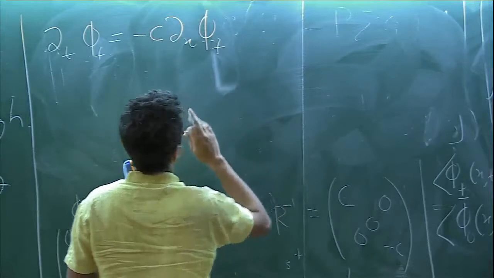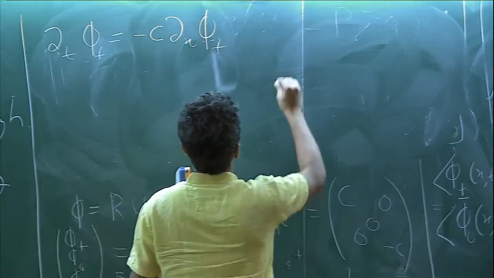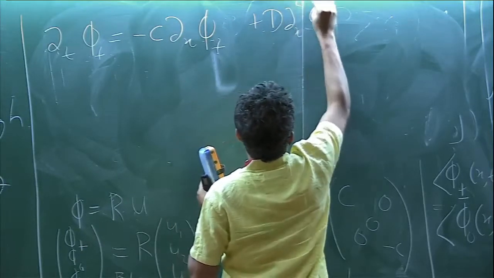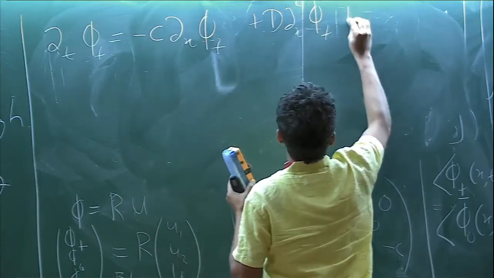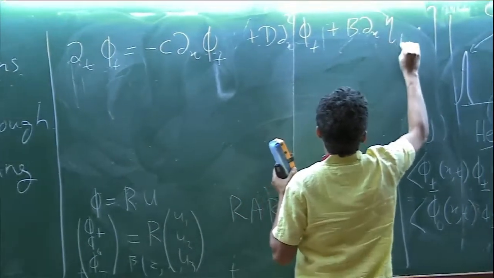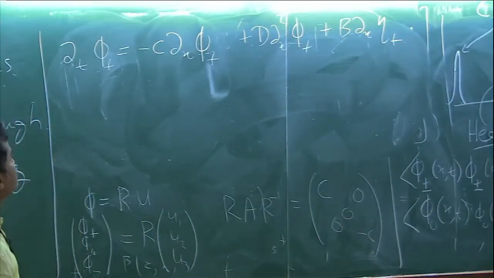So instead of writing the equations for u, I'm now writing the linearized equations for phi plus. And then there was a diffusion term. And then there's noise. Okay, so I'm just writing schematically, but roughly it looks like this.